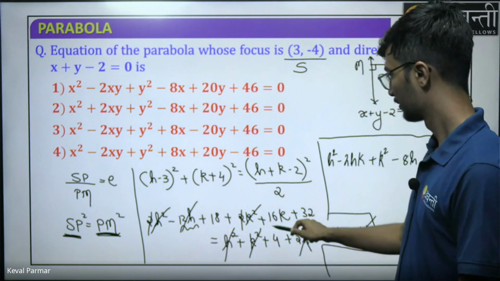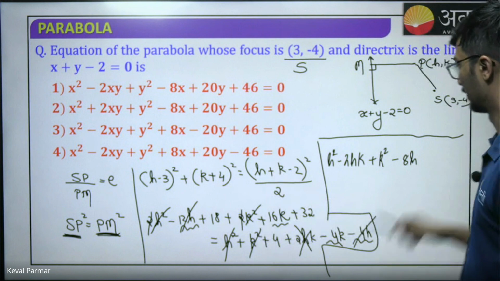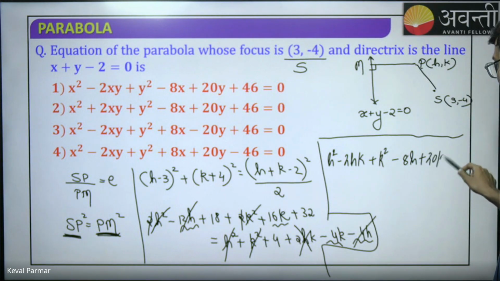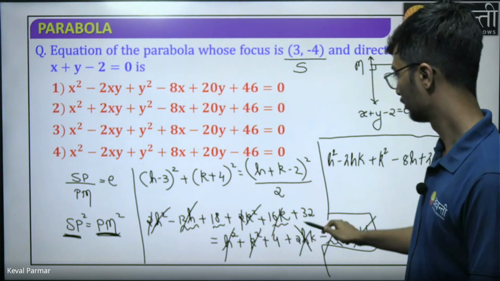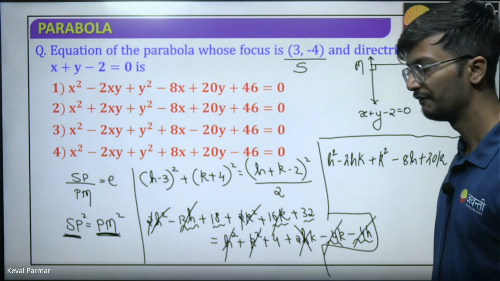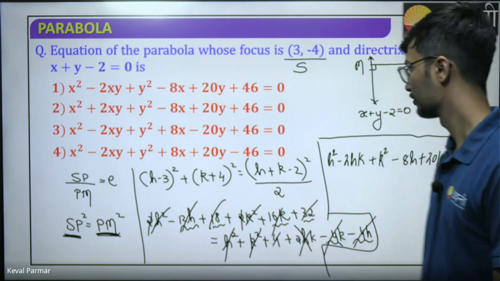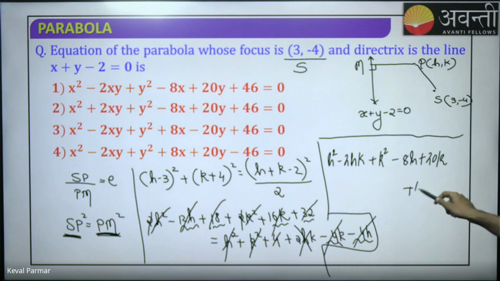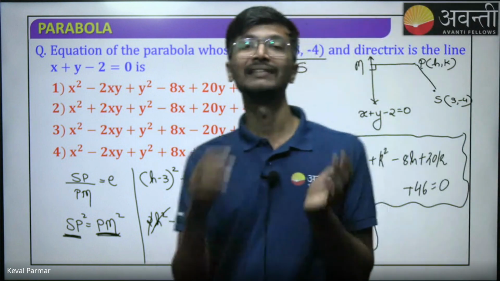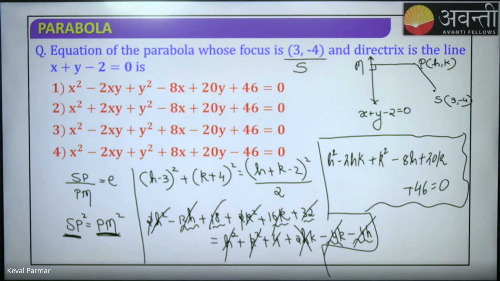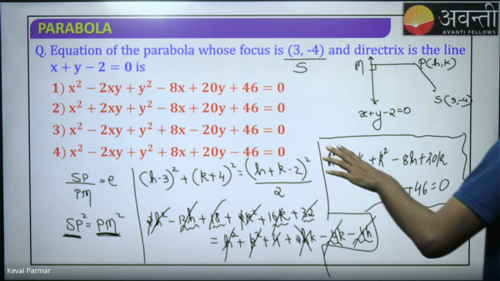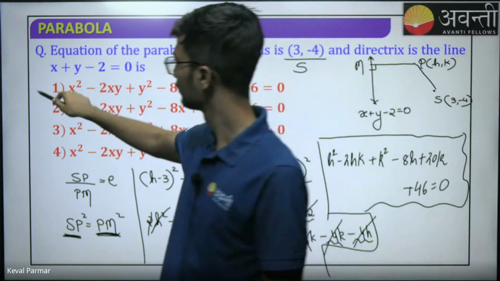Let's find k. 16k plus 4k. So plus 20k. We got k. Now we have 18 plus 32, which is 50. And 50 minus 4 is 46. So plus 46 equals to 0. This is my answer. Now in the last step, we have to replace h by x and k by y. So which option it is? Minus 8h. I think it's option 1, right?